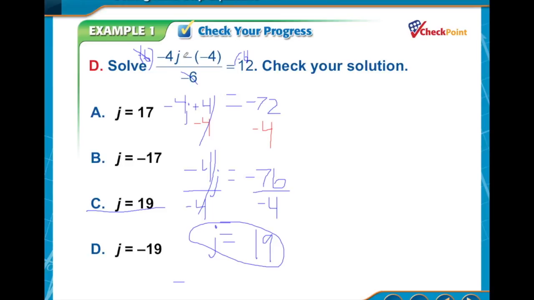And we could go back and check to see, is that in fact true? So negative 4 times 19 plus 4 divided by negative 6 would in fact equal 12. So that would be a check for our problem for 1D.